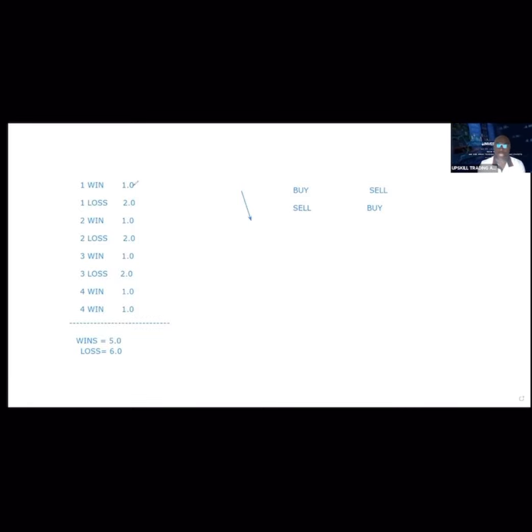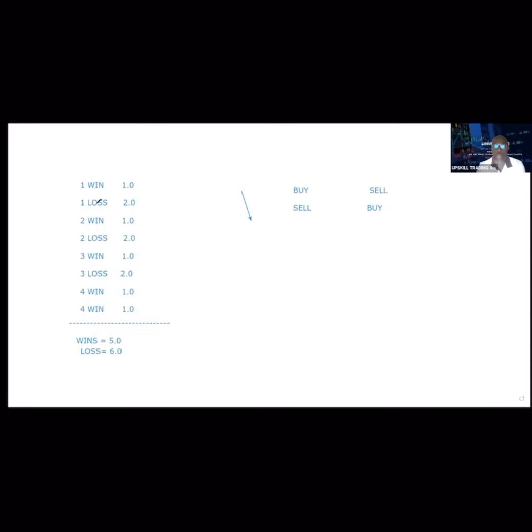Let's say I win 1%. This is 8 transactions: 1, 2, 3, 4, 5, 6, 7, 8. I win 5 times. And I lose 3 times. Now, on my wins, I win 1%. 1%, 1%, 1%, 5 times, which gives me a 5% win.